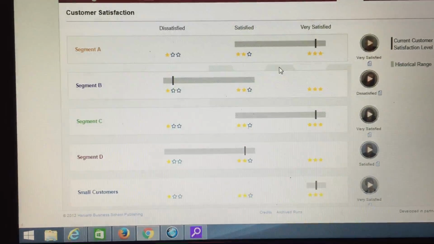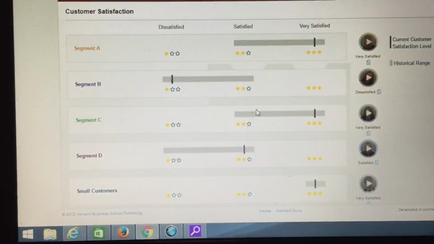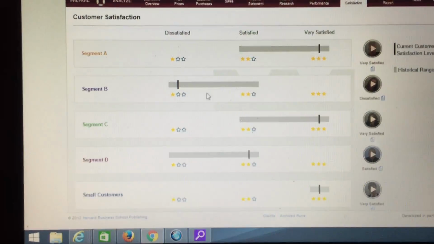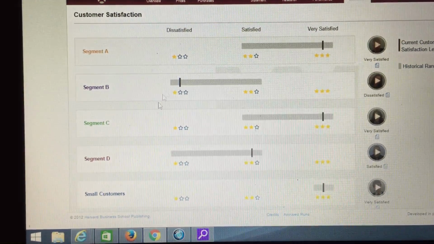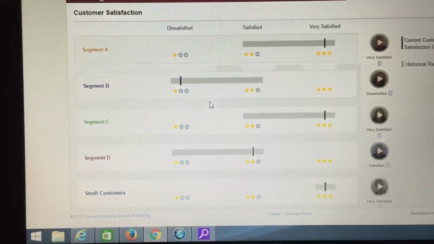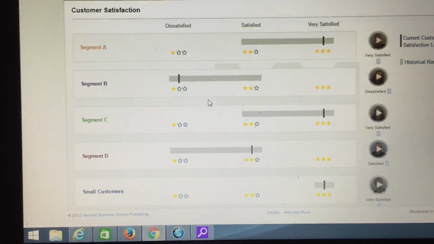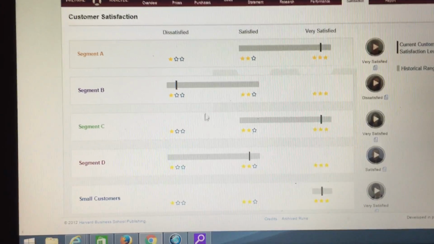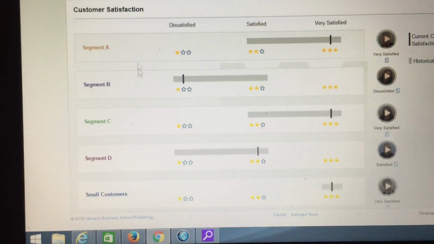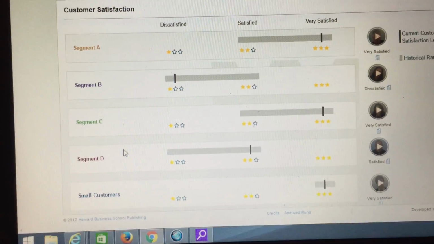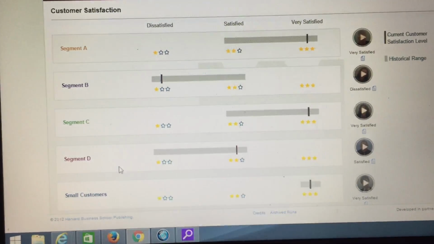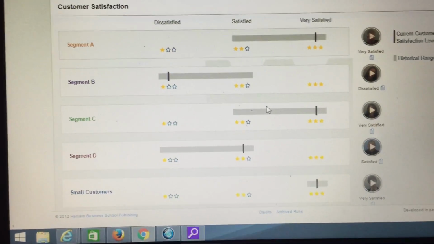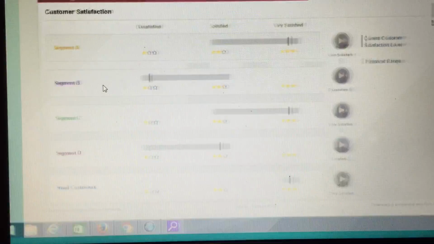Customer satisfaction was also a big one of the tabs that I used. It let you know which customers were satisfied with your products and which customers were not, which is what I based my discount prices off of. So if they were not satisfied, I would raise their discount price so that they would be satisfied. And this right here shows that segments A, C, and D were satisfied with their products, and the small customers were very satisfied. The only segment that was unsatisfied was segment B.